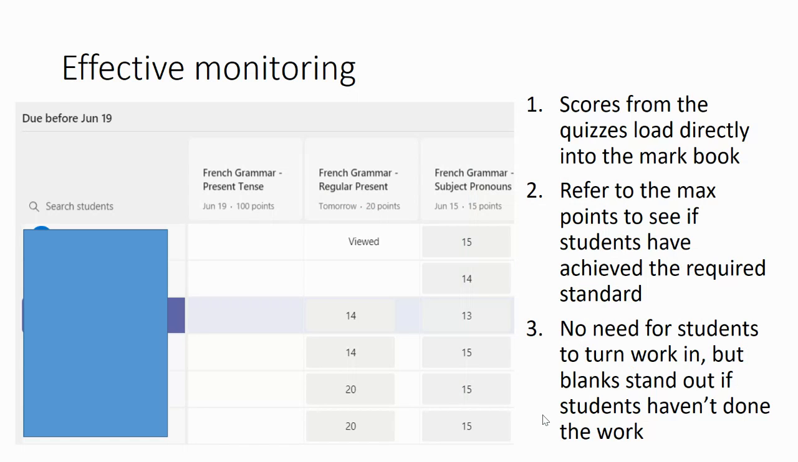And in terms of effective monitoring, this is an example of a grade book that you would see in Microsoft Teams. Scores from the quizzes load directly into the mark book or the grade book. You can refer to the max points in the quizzes to see if students have achieved the required standard. And there's no need for students to turn work in, because blanks would stand out as the quiz not being completed. And if it says viewed, it means that they've read the assignment, for example, but haven't completed the quiz at the end. So this is effective monitoring for you to enjoy as well.